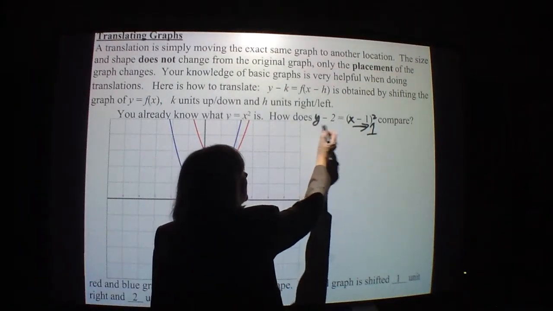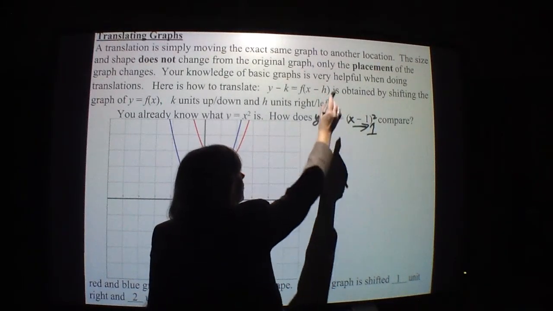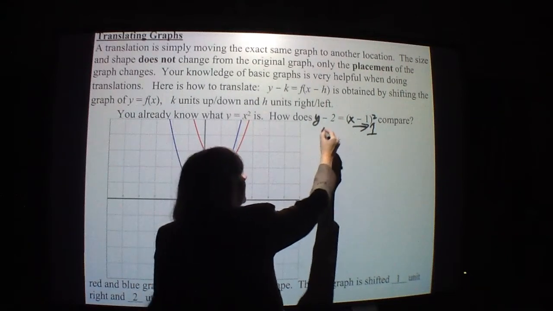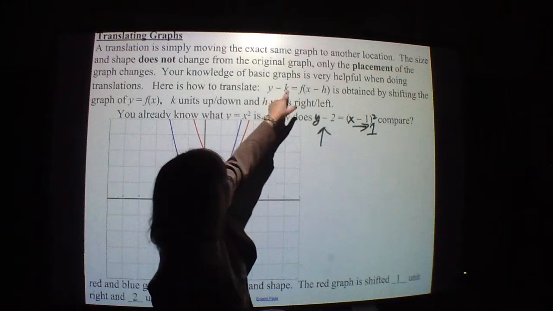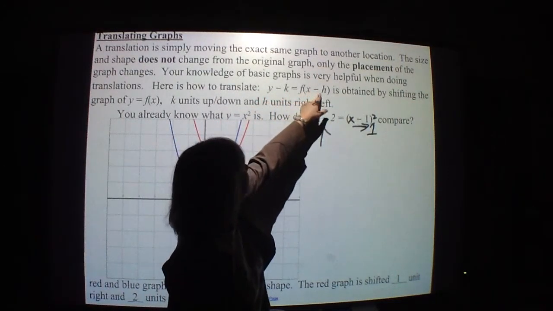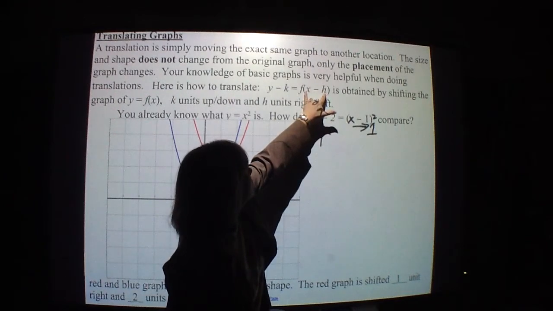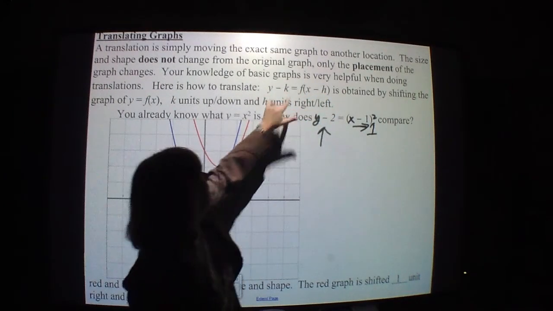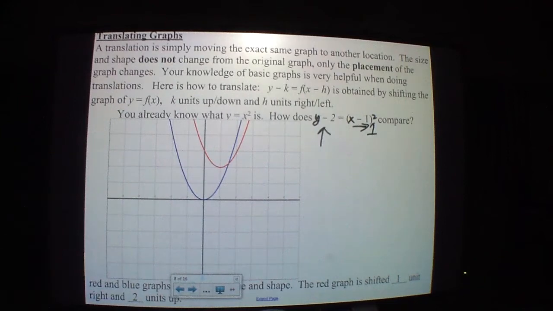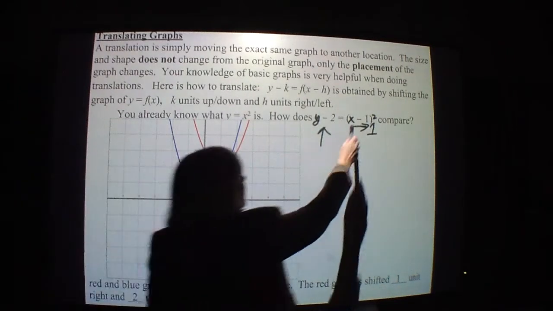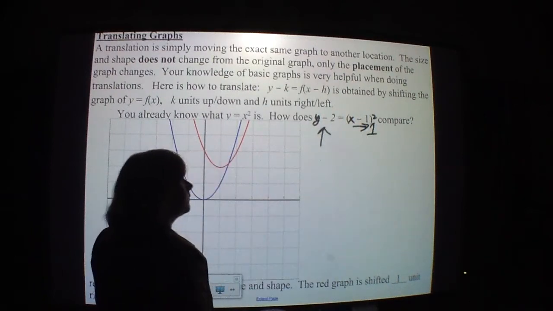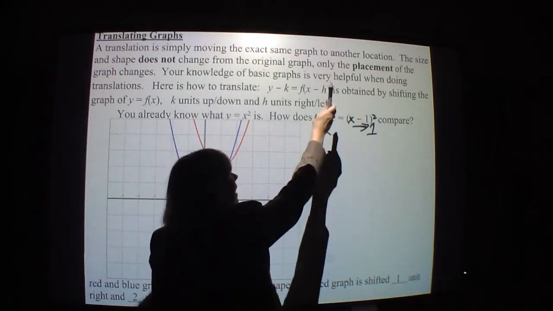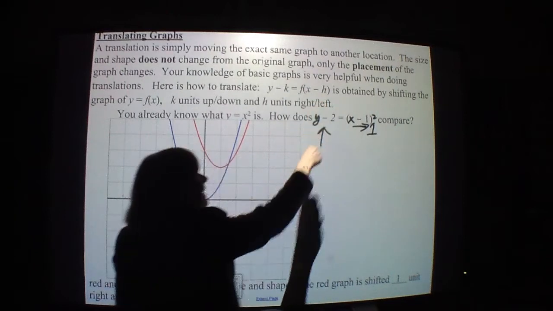If you have a number with the y like this, it's either an up or down movement, and that is up 2. So if you have y minus k is equal to f of x minus h, the h is the right and left movement, the k is the up and down movement. If you put it with a variable, minus 1 would be right 1. If this were plus 1, it would be left 1. Minus 2 would be up 2. Plus 2 would be down 2.